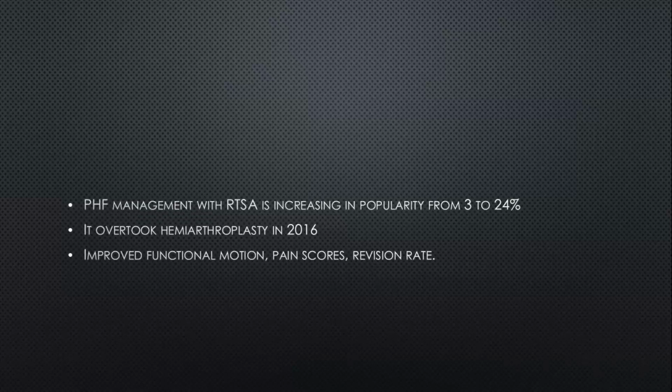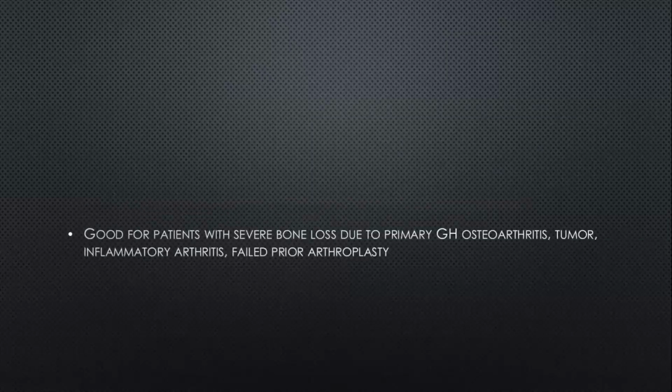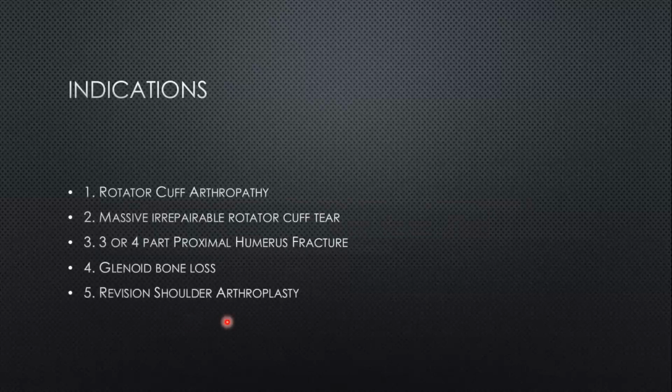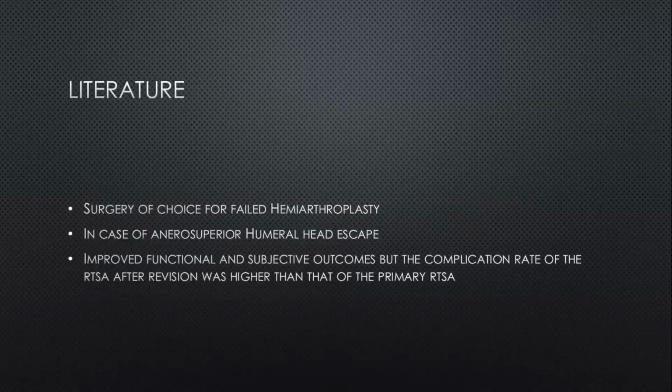When we are looking at ATSA, we found that hemiarthroplasty already overtook ATSA in management of complex proximal humerus fractures. At present, RTSA has overtaken hemiarthroplasty also, and this happened way back in 2016. So it provides improved function, motion, pain scores, and revision rate. Also, it is found to be good for patients with severe bone loss due to primary glenohumeral arthritis, tumor, or inflammatory arthritis. In case of revision also, RTSA is found to be an excellent option in case of a failed hemi or even an ATSA.